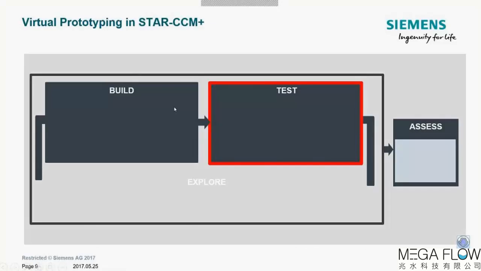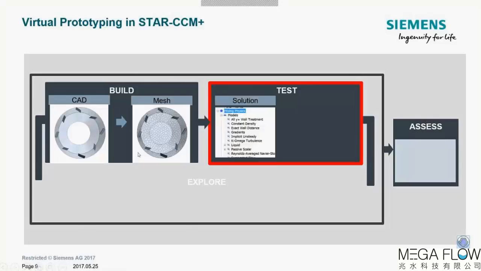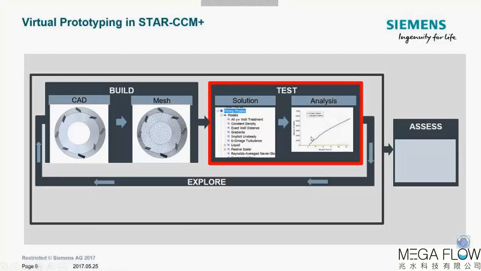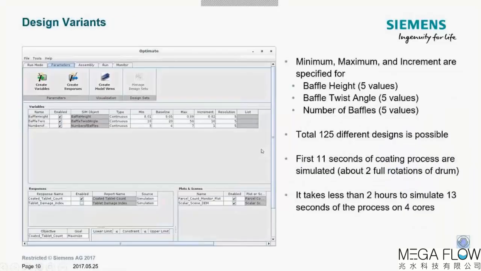So then, using the built-in Optimate option of STAR-CCM+, we can build new CAD, mesh it, apply the same solution and analysis, and explore many designs here. So we can change the number of baffles and the twist angle of baffles, all their geometry, automatically and in a meaningful manner, and assess the best possible design.